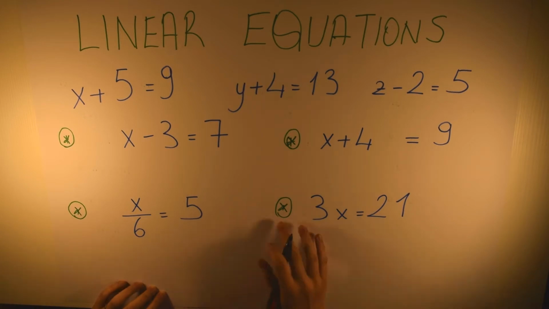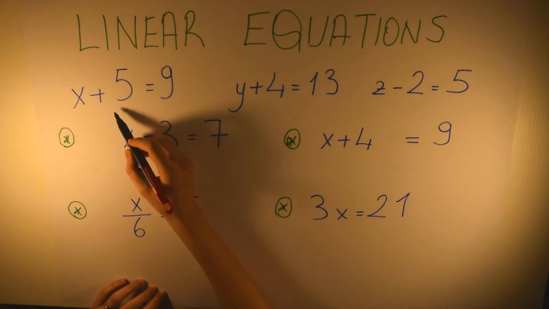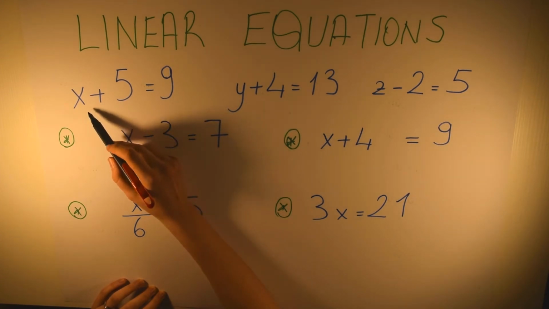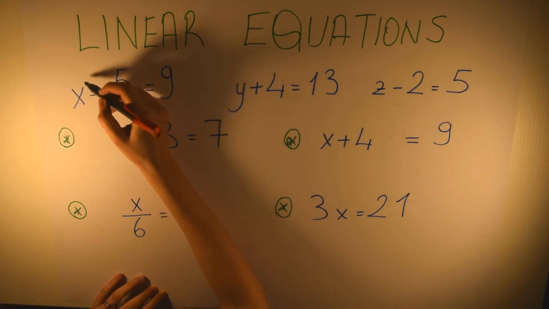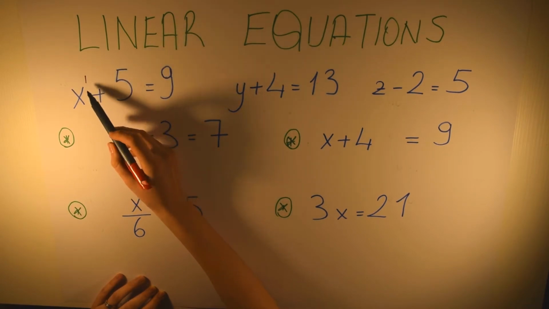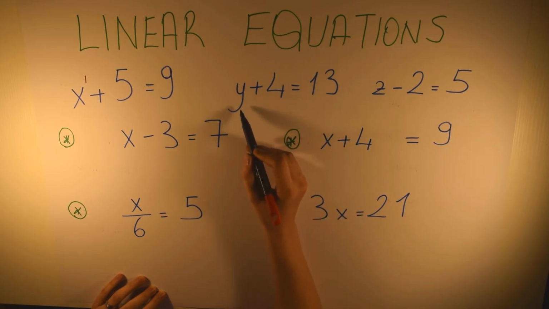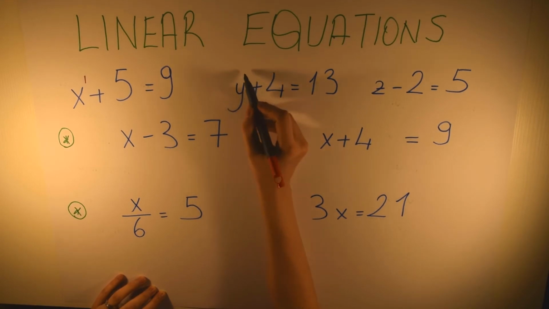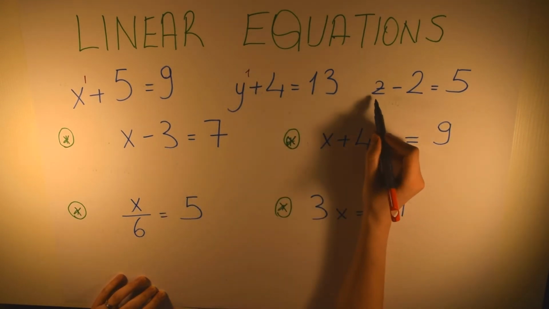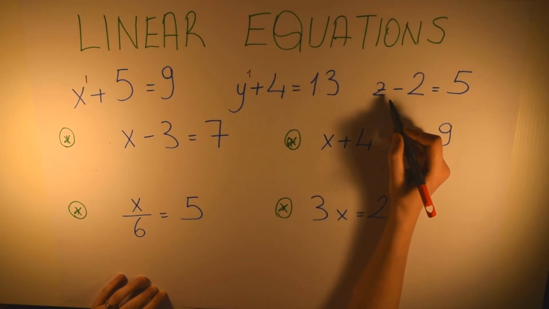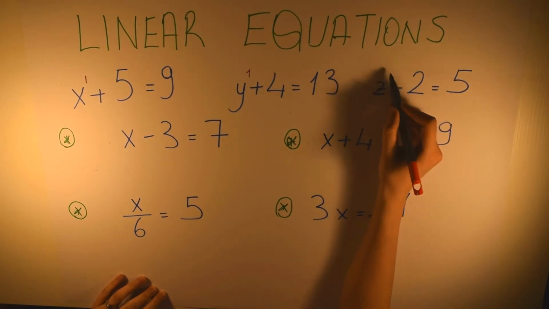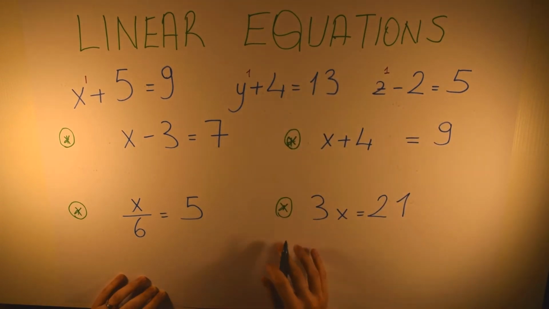What does this mean? It means that, for example, here we have linear equations and here x has the highest power of 1, right? Because x to the power of 1. And here also we have y plus 4 is equal to 13. We have here y as our variable, and the degree of this variable is equal to 1. And here also z is the same thing. Z minus 2 is equal to 5, and here z also has the highest power of 1.